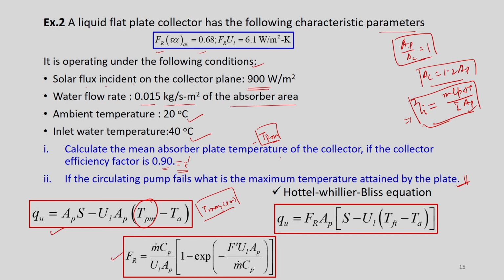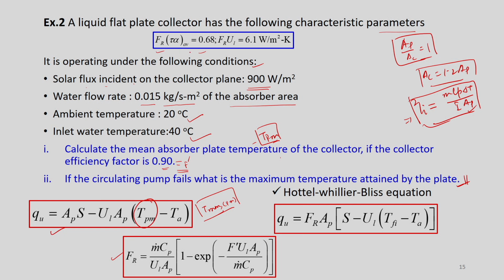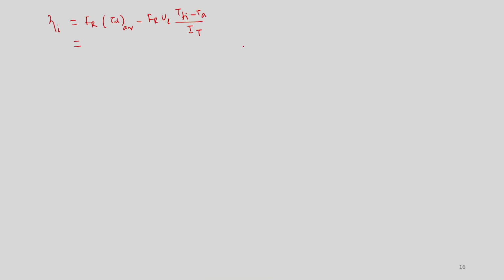So, now let us start this solution. Here we know this expression for eta I, first I will write this eta I. So, eta I is nothing but FR. It is assumed that AP and AC are same. So, you have tau alpha average minus FR UL, then TFI minus TA divided by IT. If we substitute those values, FR tau alpha average is given, and FR UL is given, so straight away you can use those values here.